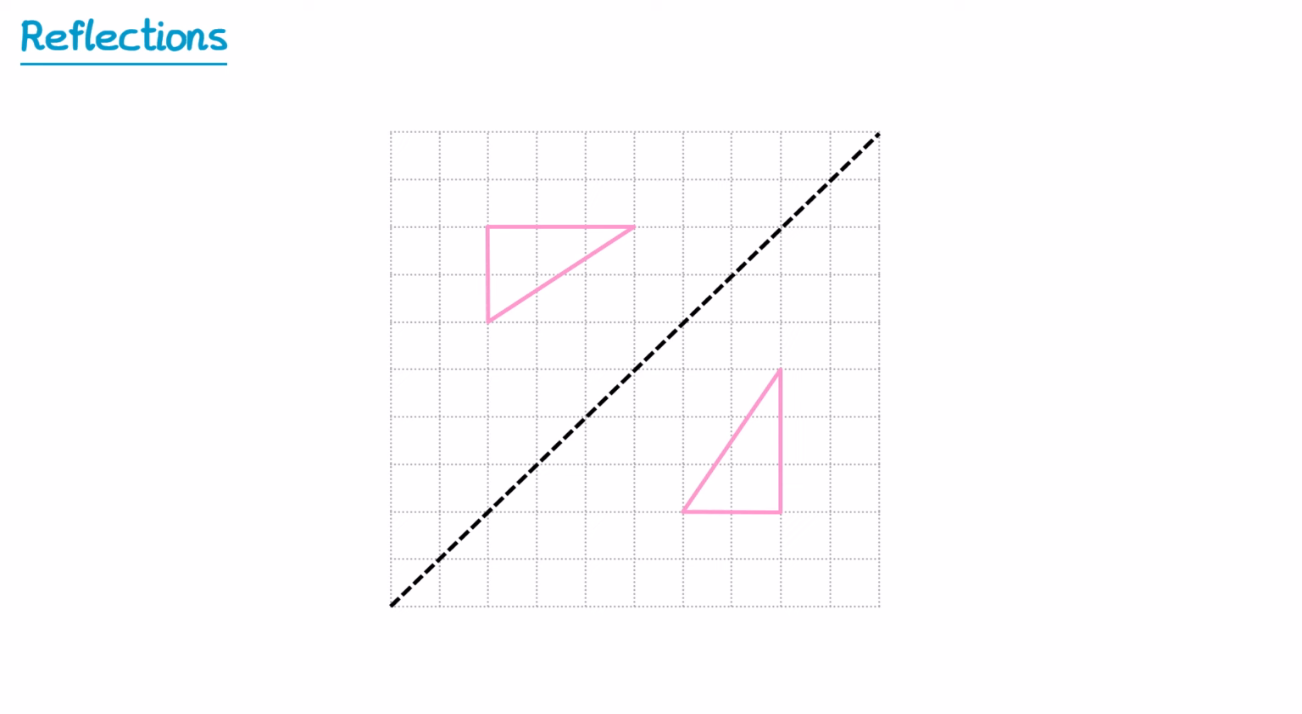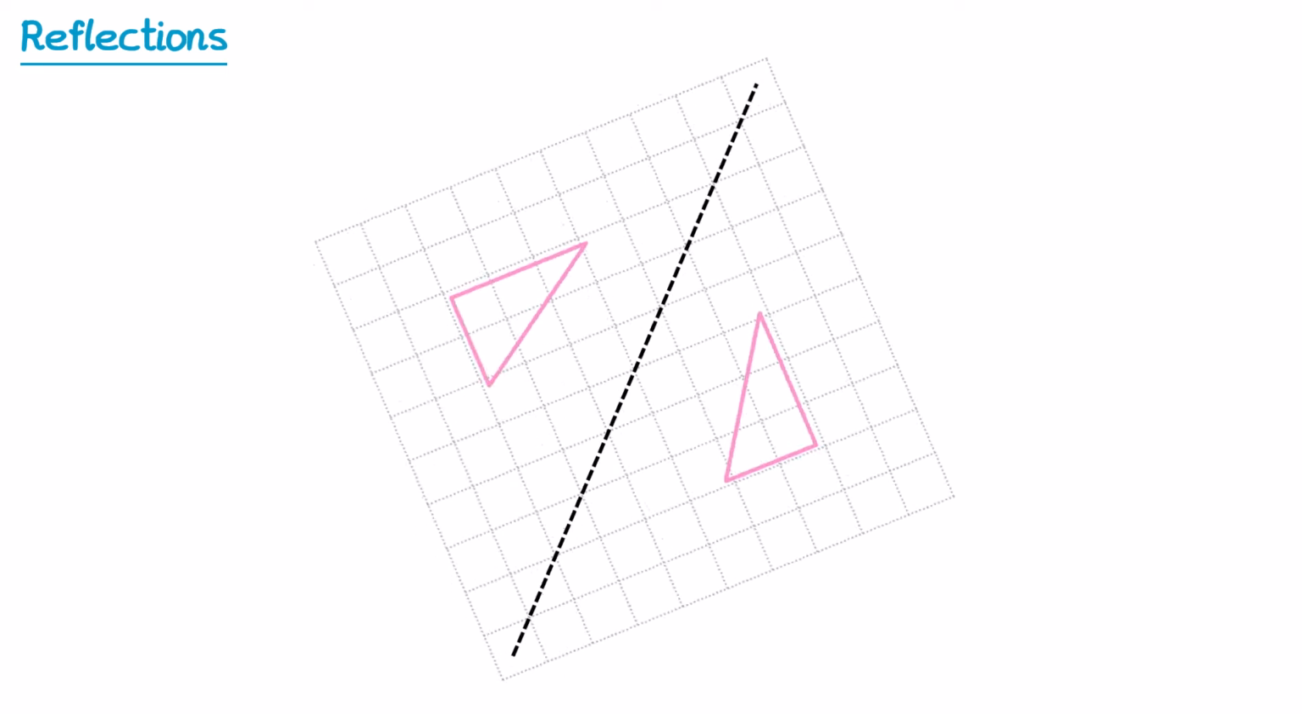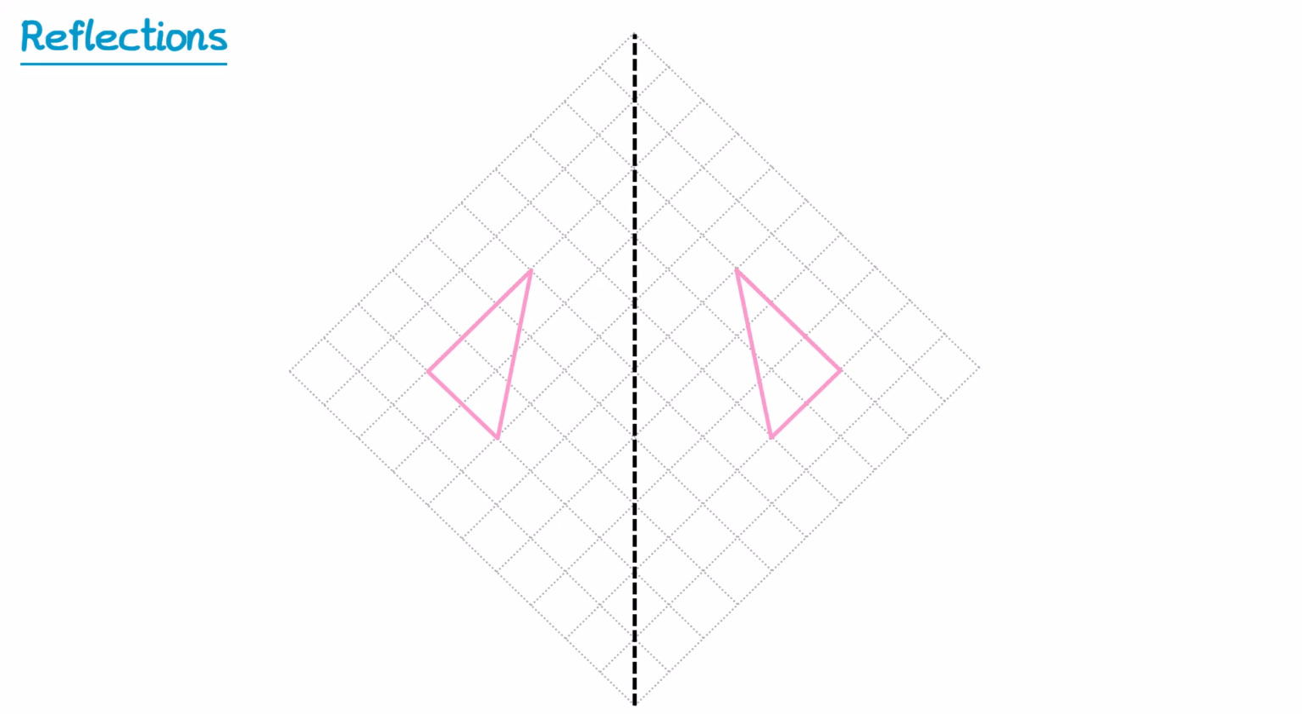Some people find this one difficult to spot as a reflection. I always find it's easier to see this as a reflection if you turn your page so that that mirror line is actually vertical. So if you were to turn your page like this, you can now see more clearly that this is a reflection.